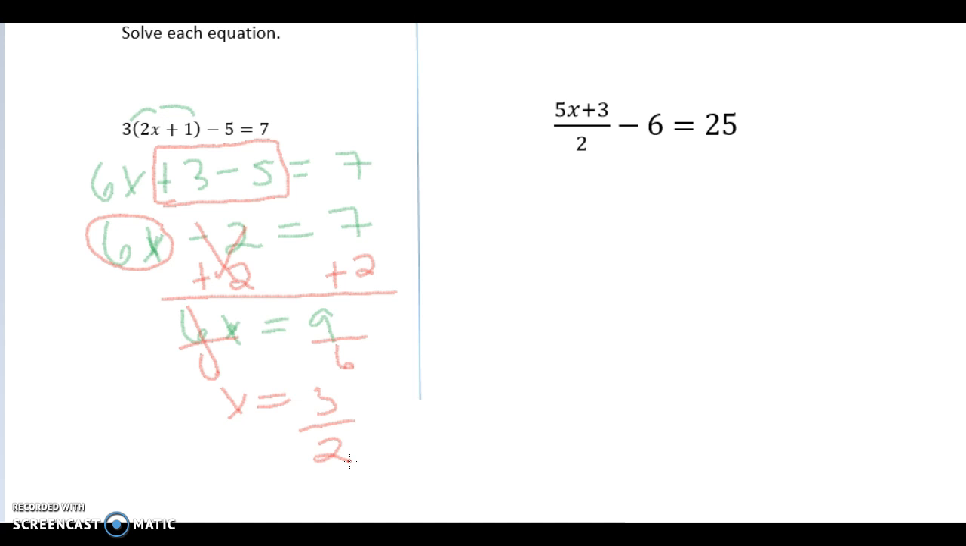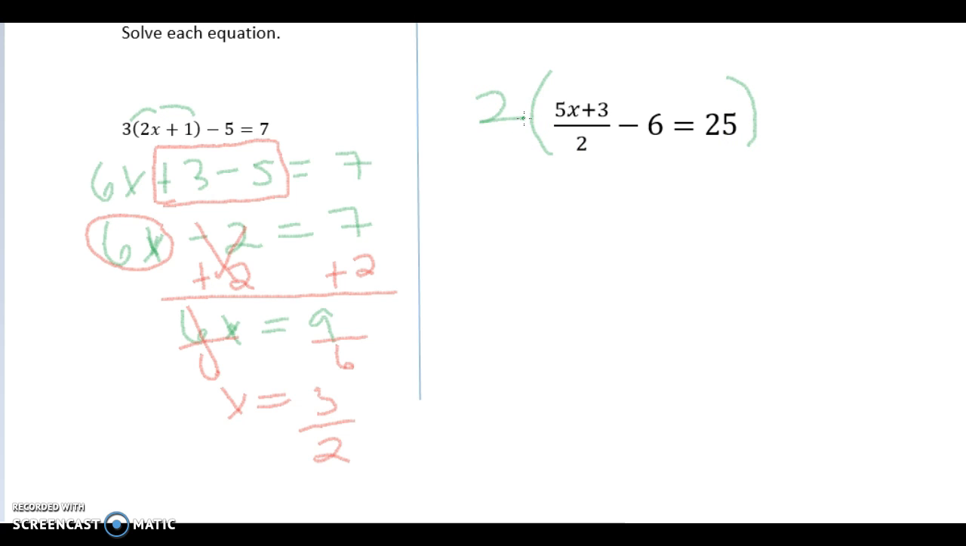Let's now focus on the equation to the far right side. Notice there is no grouping symbol, so we don't have to distribute in this problem. However, let's go ahead and get rid of the fraction. In order to get rid of the fraction, let's multiply by the common denominator. So we're going to multiply the entire problem by 2.